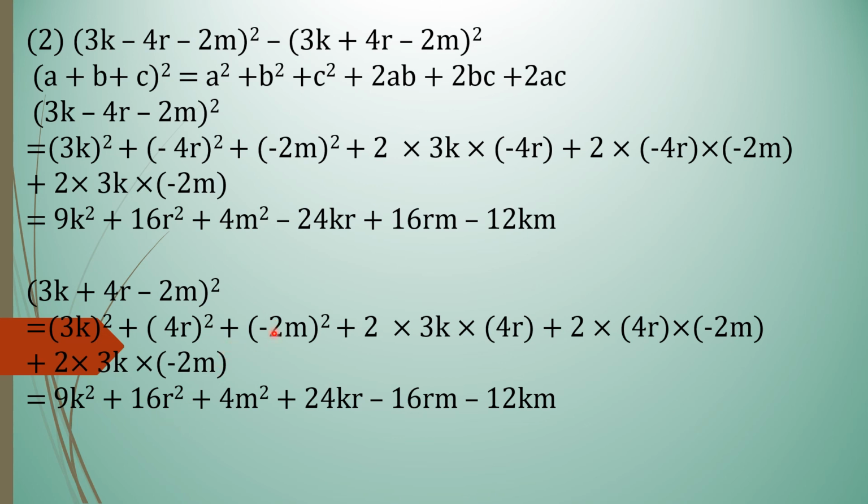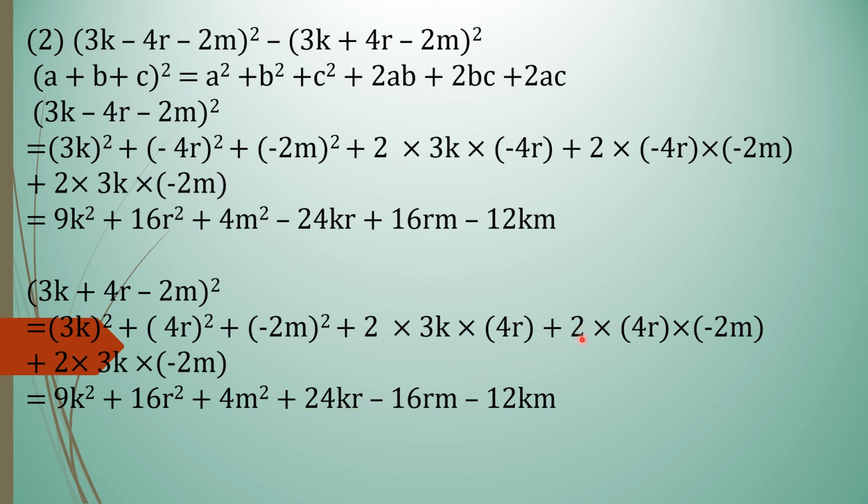Now plus minus 2m the whole square will become 4m square. Then you'll multiply 2 into 3k into 4r. So 3 2s are 6. Then 6 into 4 you'll write down 24. Then k into r, kr. So you'll get 24kr.